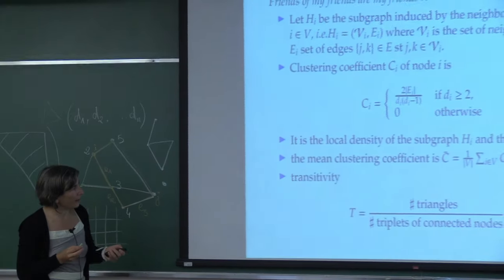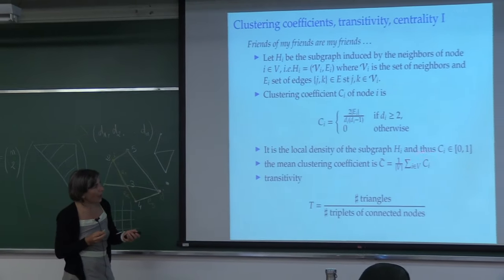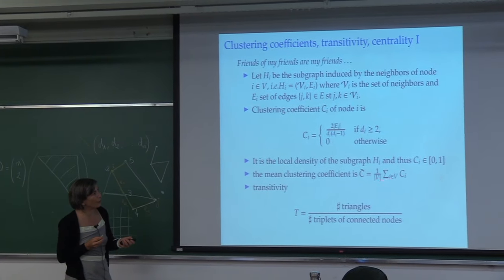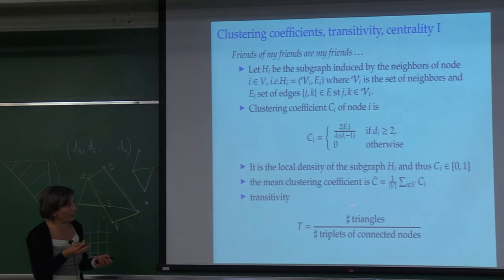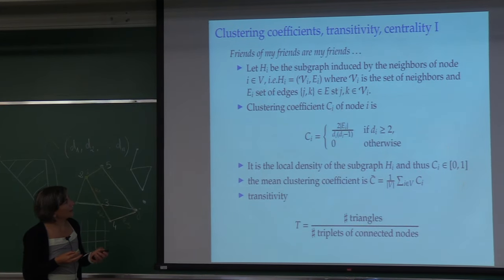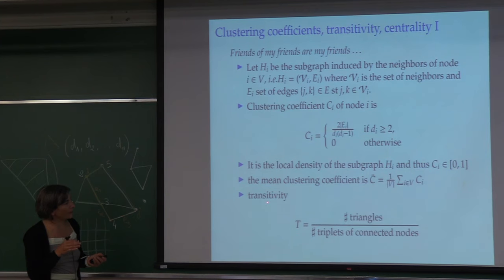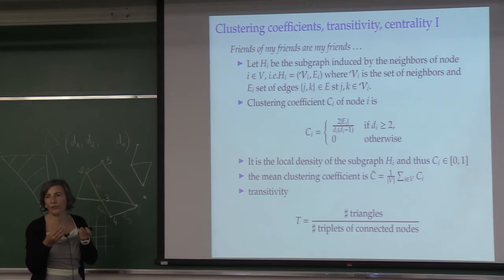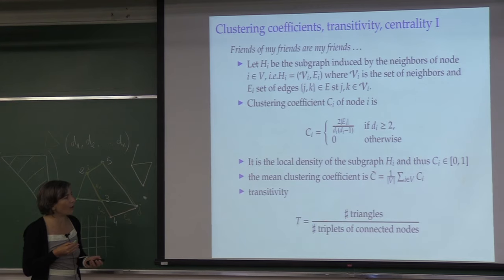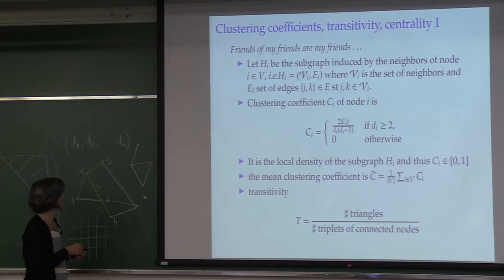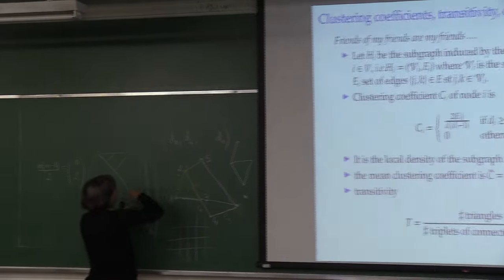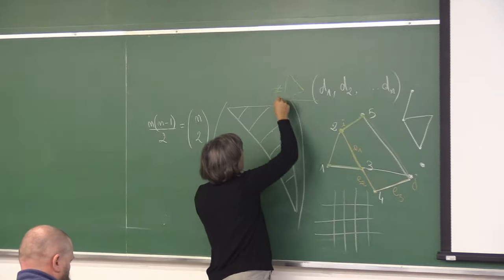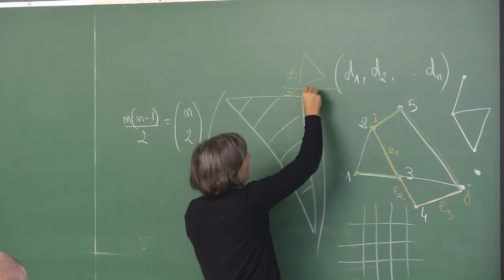And then you can define the mean clustering coefficient as the mean value of all the Ci which are defined for a specific node i. And the transitivity is something a little bit different. And tomorrow in the practical session, we will compute both so that you can understand really the difference between those two objects. The transitivity is defined as the number of triangles divided by the number of triplets of connected nodes. So basically, the number of triangles divided by the number of things like that.